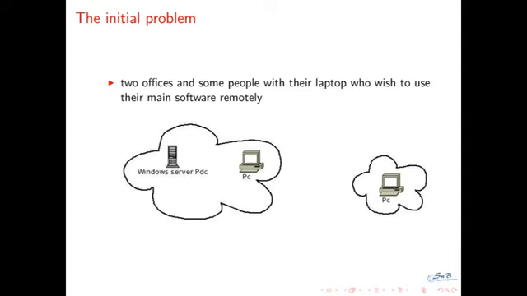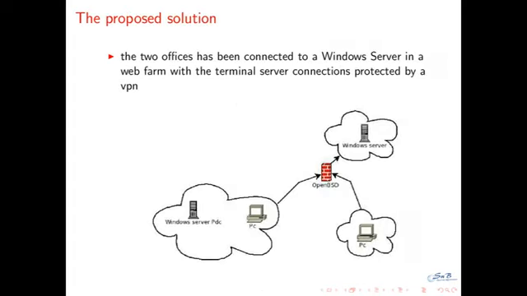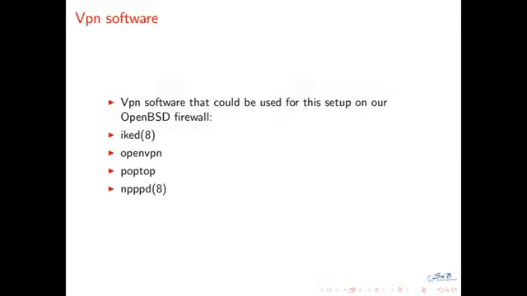So you have to connect the offices, you have to create a kind of connection. So we proposed a solution based on VPN, based on OpenBSD as a VPN concentrator and firewall, and both offices will connect to the central Windows server. The main problem initially was we had to decide which VPN software we would use.